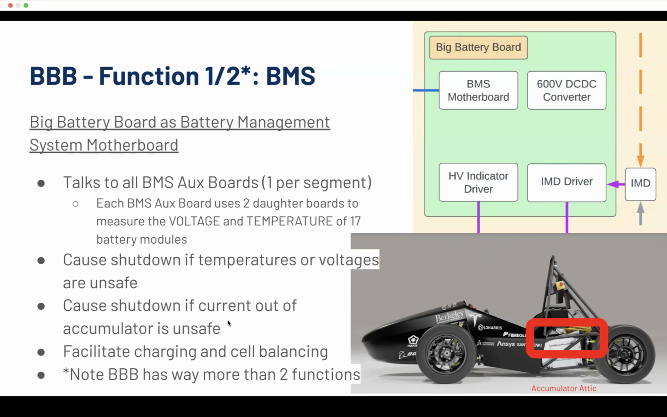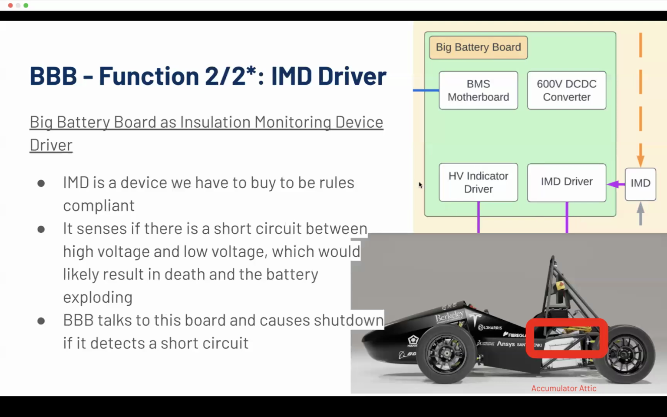It causes shutdown if the current out of the accumulator is too high. It also facilitates charging and cell balancing. Amal worked on that system previously. I'm not sure who's working on it now, since he's LVE lead now. It does way more than what we're about to go through right now, but this is one of the main functions. And on the next page, the second main function is the IMD driver.